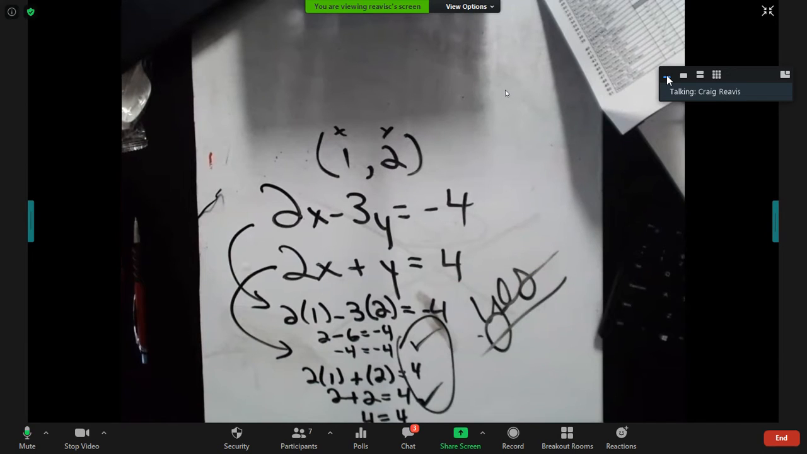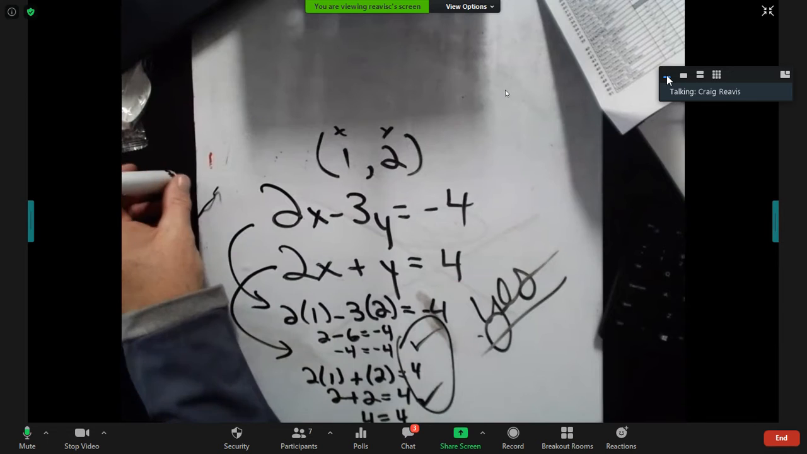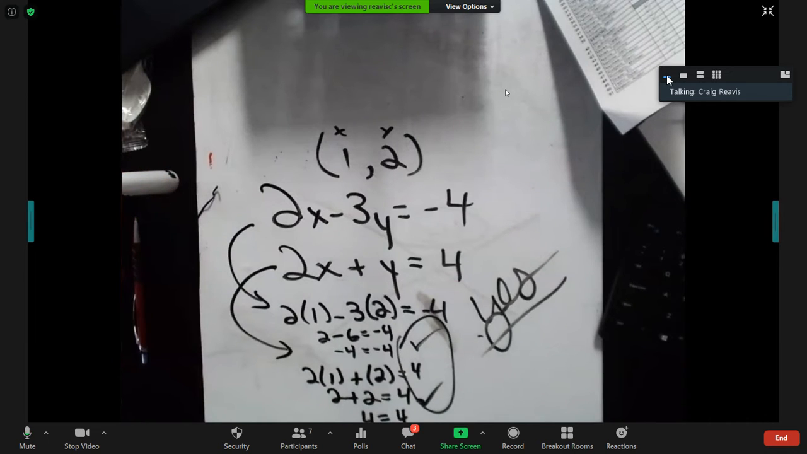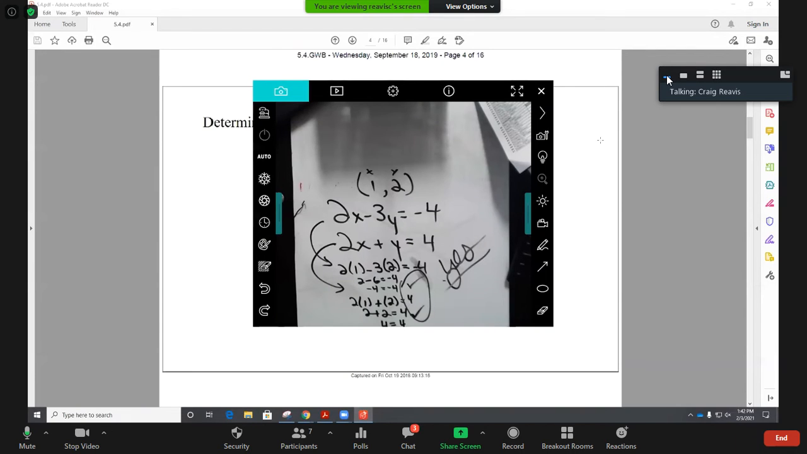If it checked for one and not the other, so if you plug into the first one and it doesn't work, you don't even need to plug into the second one because you've already got your answer. It has to work for both for it to be an answer of yes. For it to work for both, that means it's on both lines. If it's on both lines, then it's the point of intersection. Okay? So that's the first thing you'll be asked to do in your assignment: just tell me, is this point on that line or is it the intersection point or not?